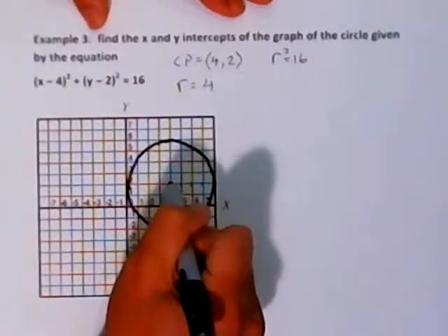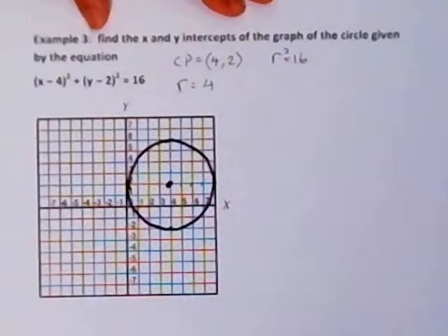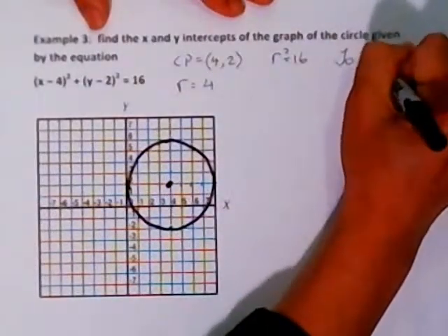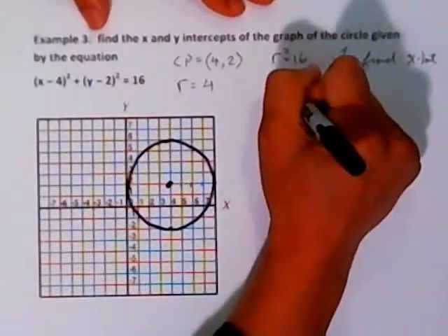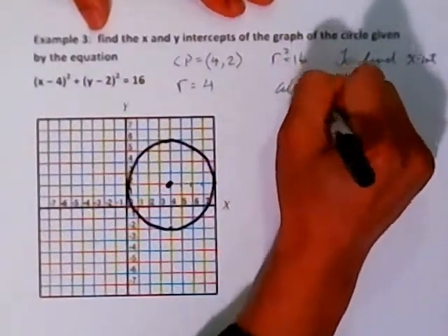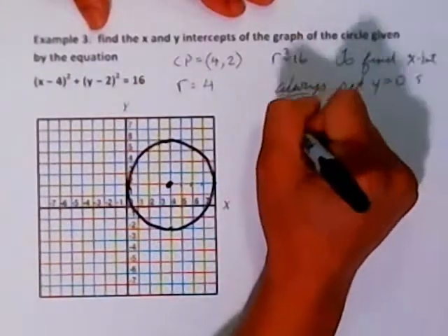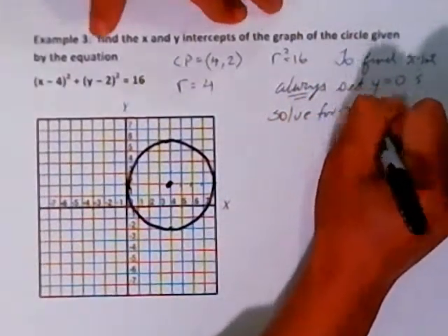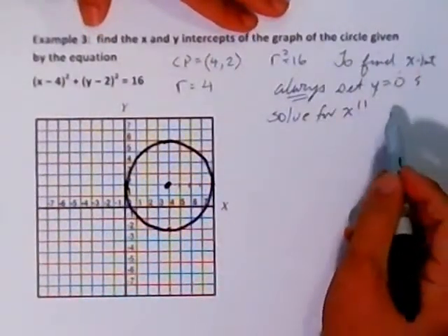And there's your center point right over here. Okay. So how do you find the x and y intercepts for these? To find the x-intercept, always set y equal to 0 and solve for x. Right? To find the x-intercept again, always set the y value equal to 0 and solve for x.